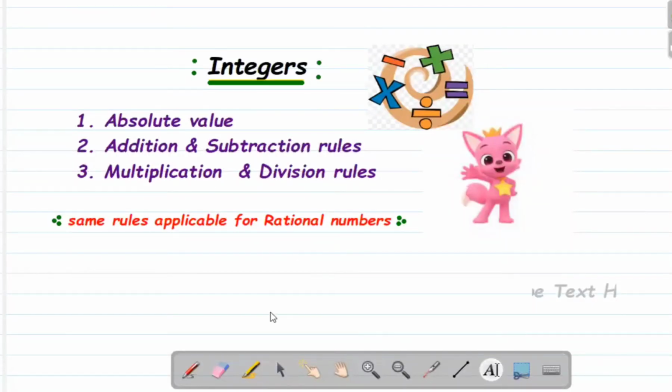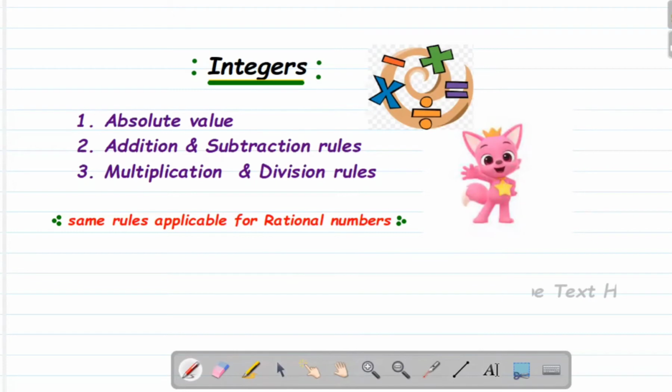Okay guys, so today in this video we will see what integers are, their absolute value, and what the main rules are for addition, subtraction, multiplication and division of integers. As we know, integers consist of positive as well as negative numbers and zero also. So there are little changes whenever we add, subtract, multiply or divide integers.